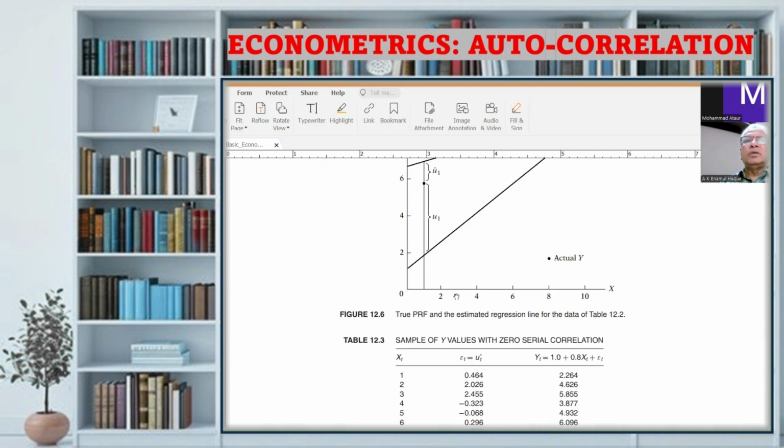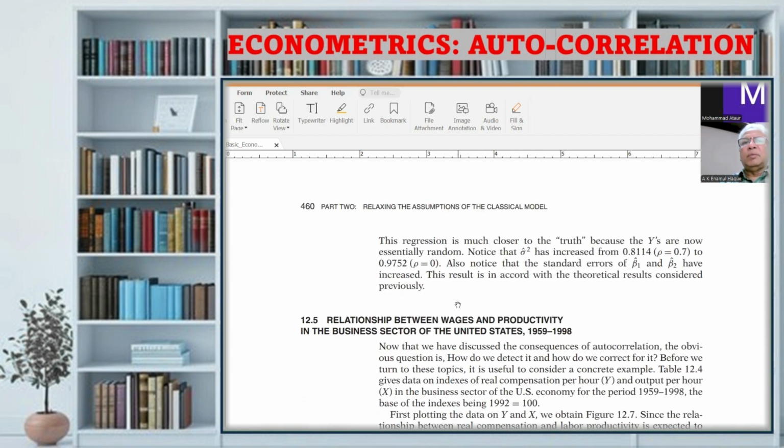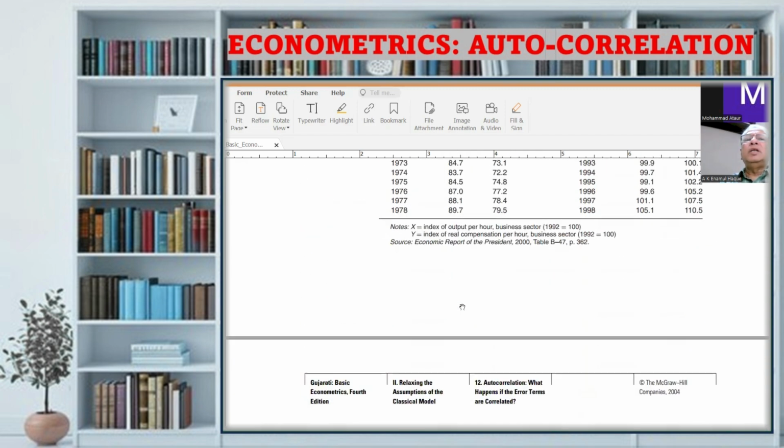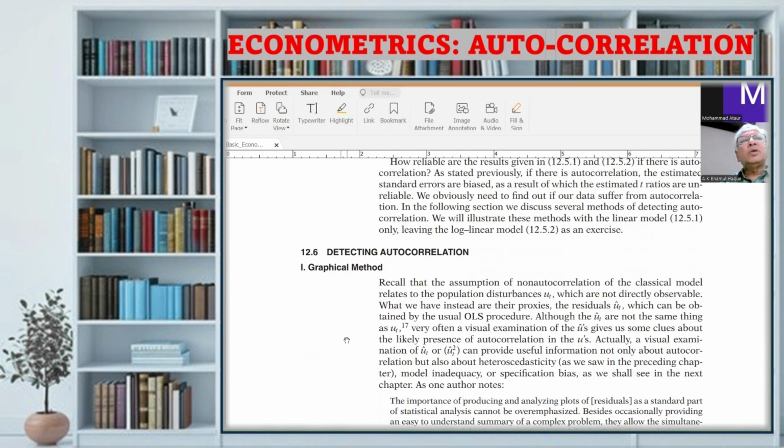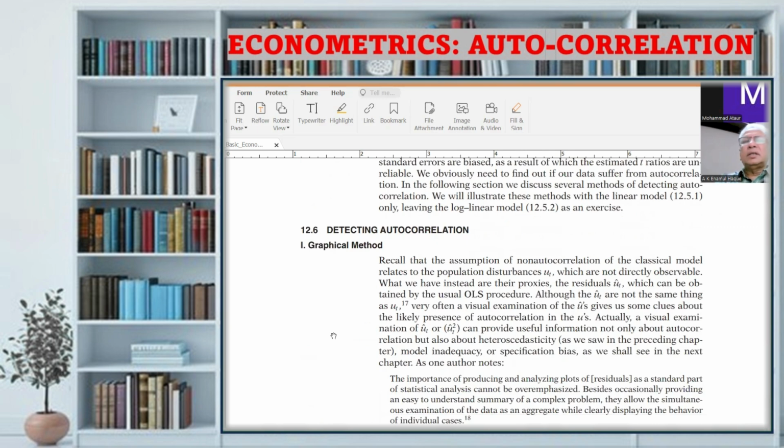Now the question is, if autocorrelation is a problem, what do I do? How do I detect it? Because the data cannot talk to me. So how do I detect it? Obviously, the first method of detection is the graphical method. I have already explained it. I run my OLS. What is OLS? Regress Y on X.